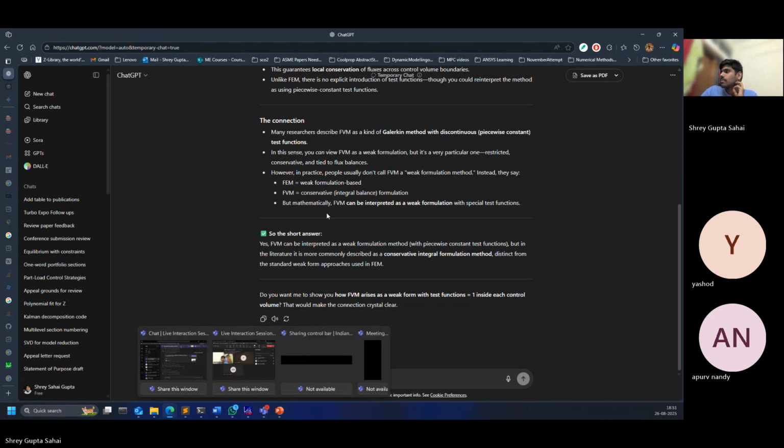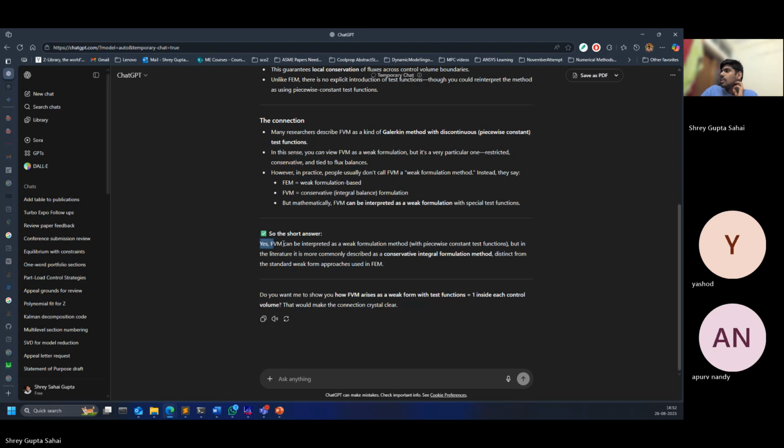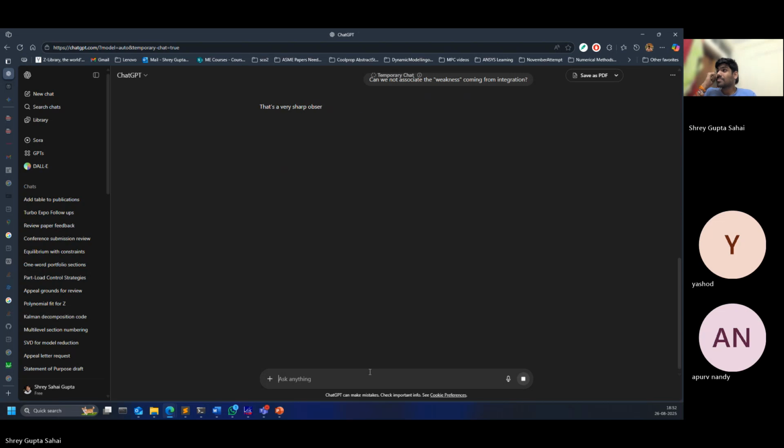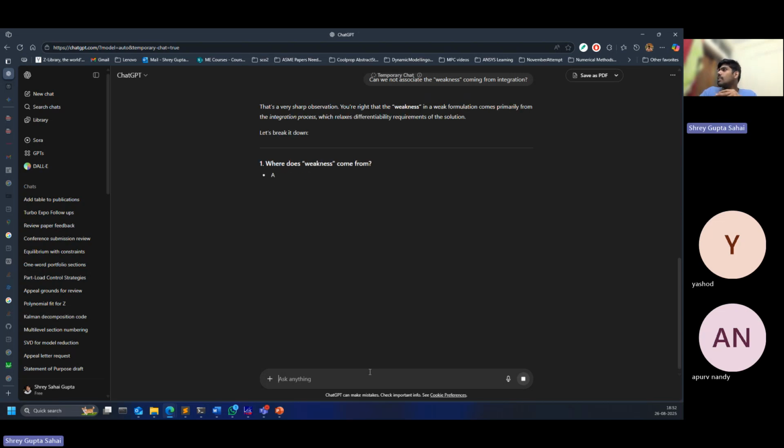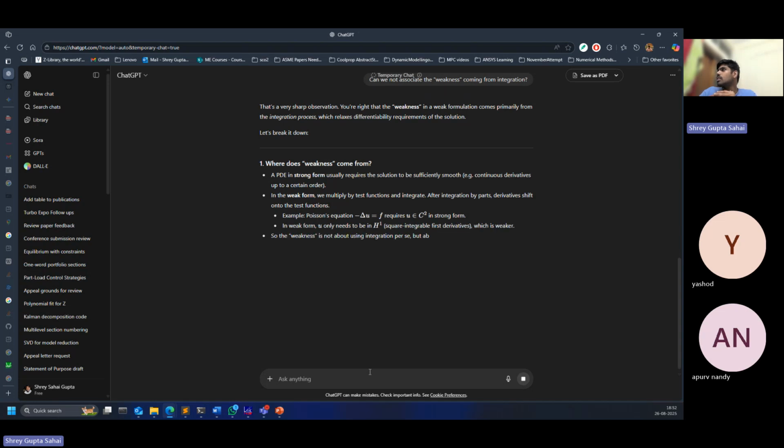Yes, FVM can be interpreted as a weak formulation, but in the literature it is more commonly described as conservative integral. Can we not associate the weakness coming from integration? That's a very sharp observation. You're right. The weakness in a weak formulation comes primarily from the integration process.